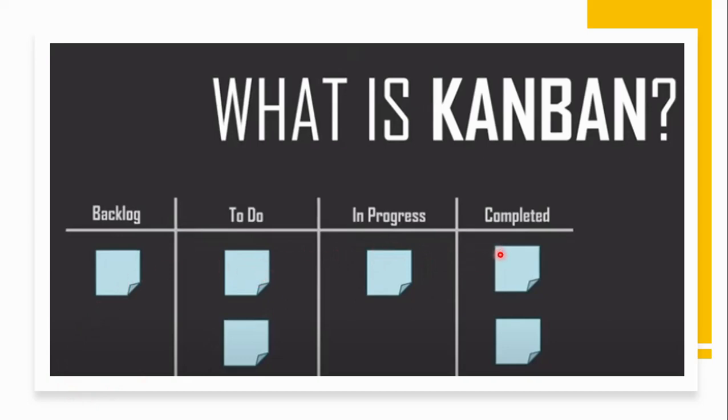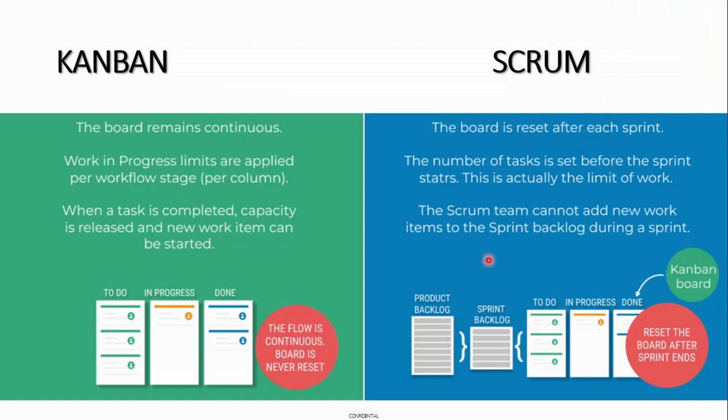So this never stops at the end of the day. So basically, in Kanban, the board remains continuous. Unlike the Scrum board, the Kanban board remains continuous. Here in Scrum, the board is reset after each sprint. So that to-do list will be blank after each sprint. But in Kanban, the moment one item got eliminated from the to-do list, another item will be pulled from the product backlog.